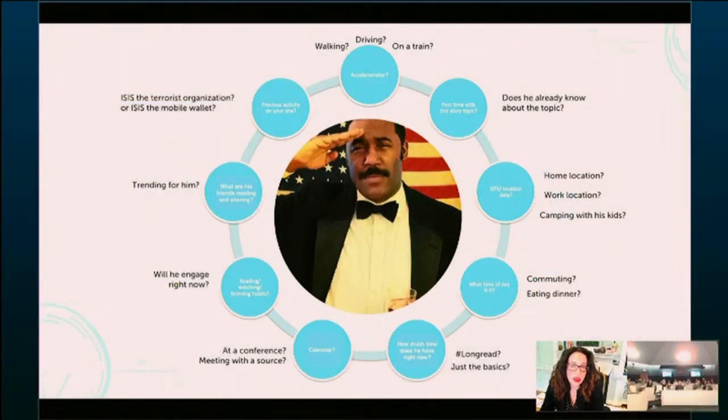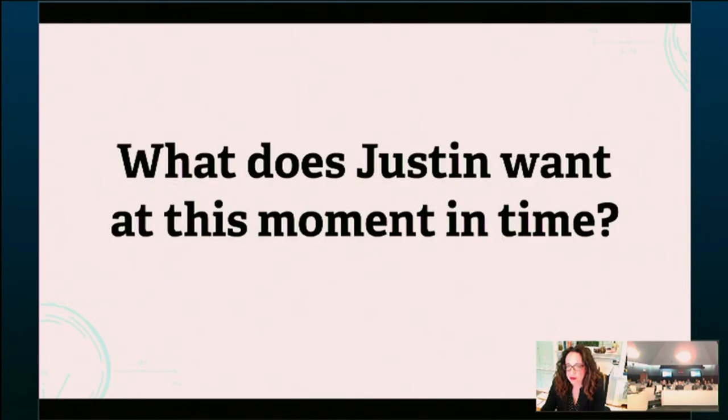Well, there's a lot that we can know, right? We know if he's walking or if he's driving or if he's on a train. We know if he's coming to a news story. Just looking at the data from his phone, we would know if he's already learned about the topic, if he's already engaged with it before. We would know where he is. Is he at home? Is he, not camping with his kids, but is he at home? Is he at a work location? Is he somewhere else? What time of day is it? Is he eating? Is he doing something else? Can we look at his calendar and try to figure out some of these things?